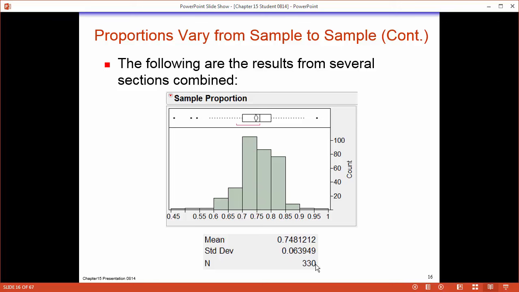These 330 observations, each one of them represents a proportion of made free throws for 50 attempts. So it's not like one attempt, because you can't say I made 75% of one attempt. Let's see right here. If someone landed right here, it would be in this bin right here, because the bins go from left to right.